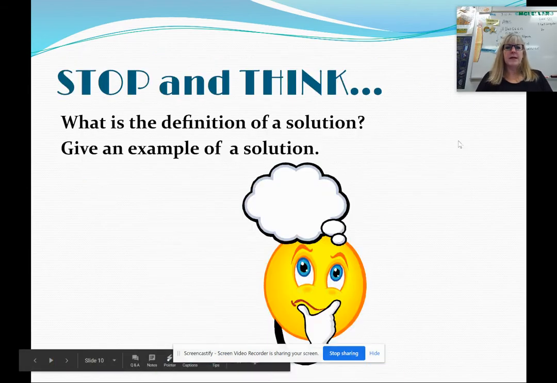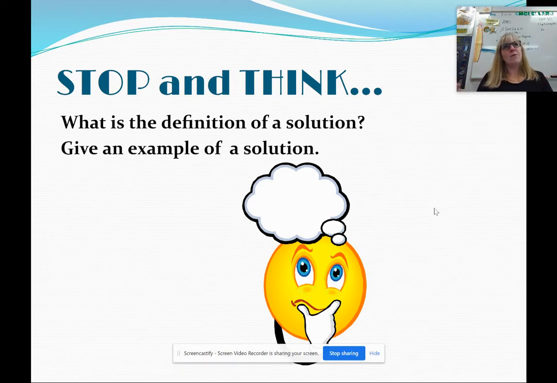All right. Now I want you to stop here. We're going on to the next way to get minerals, to get crystallization. What's the definition of a solution? Can you give an example of a solution? I'm not with you, but can anybody tell me what a solution is?